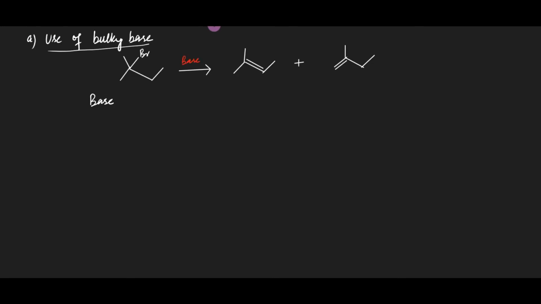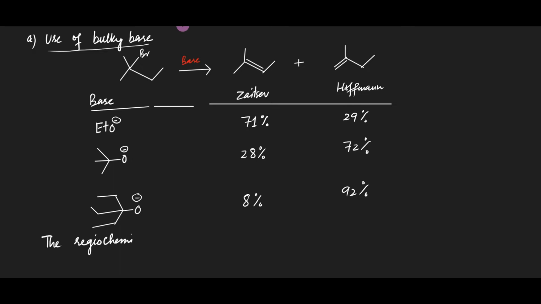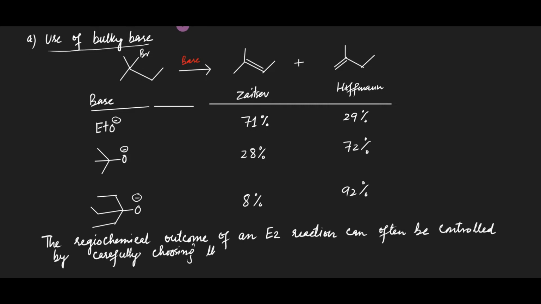First is the use of a bulky base. Consider the previous elimination reaction of 2-bromo-2-methylbutane. With ethoxide base, the Zaitsev product is the major product, as we have just seen. However, with tertiary butoxide and higher alkoxides, the Hofmann product is found to be the major product. This clearly shows that the regiochemical outcome of an E2 reaction can often be controlled by carefully choosing the base.